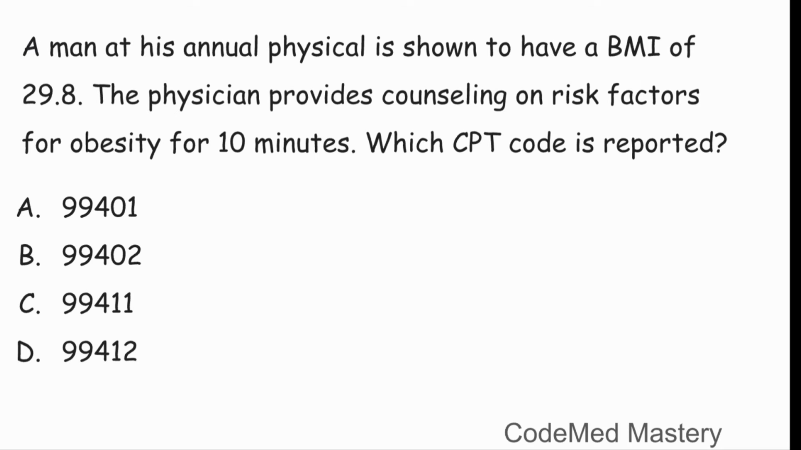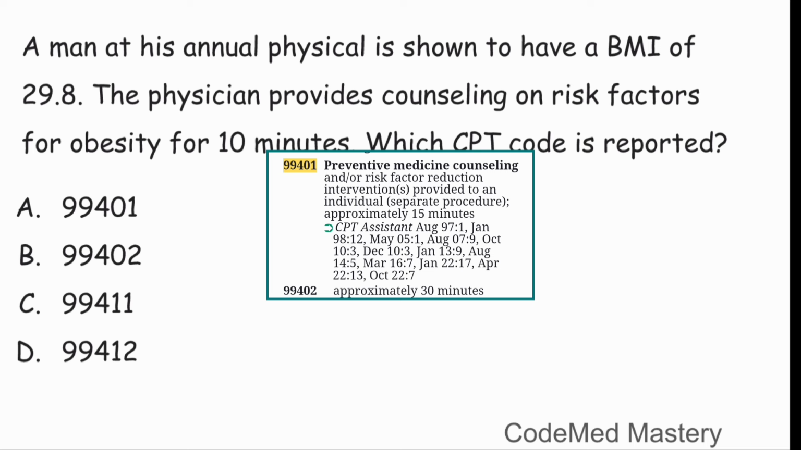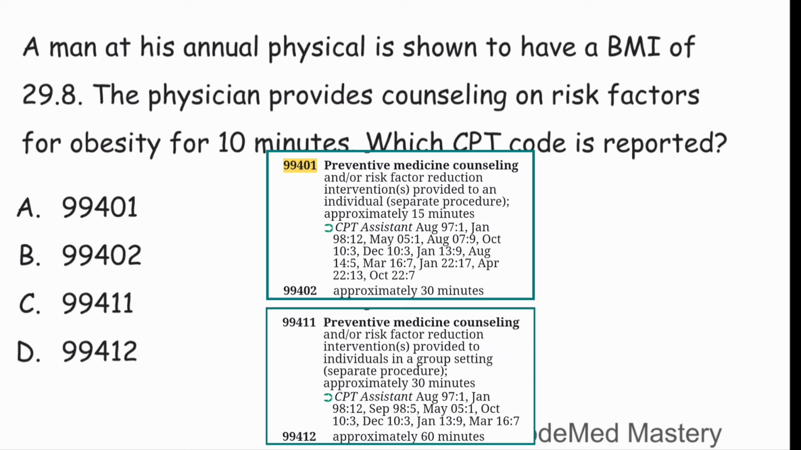Next question. Let us check the options first. Check option A, 99401. 99401 is for preventive medicine counseling or risk factor reduction intervention provided to an individual approximately 15 minutes. And option B, 99402 is for preventive medicine counseling or risk factor reduction intervention provided to an individual approximately 30 minutes. Option C, 99411 is for preventive medicine counseling or risk factor reduction interventions provided to individuals in a group setting approximately 30 minutes, and 99412 is for approximately 60 minutes.